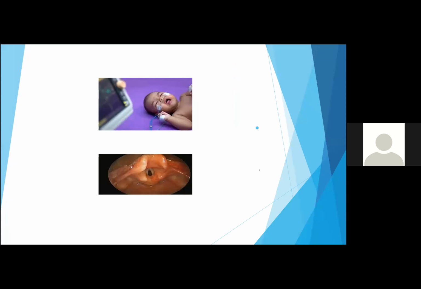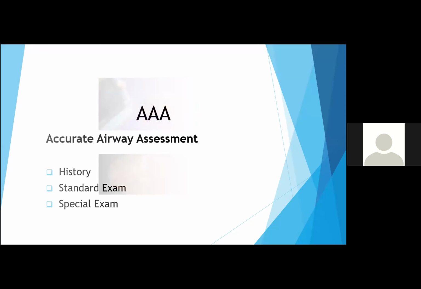cords. But there is a dark tunnel, there is a big anatomy called tongue. So it's not easy, it's not a very clear area to deal with. So what I mean by AAA, I mean accurate airway assessment, informative, accurate assessment to deal with this airway, because there is not much chance to make a mistake.